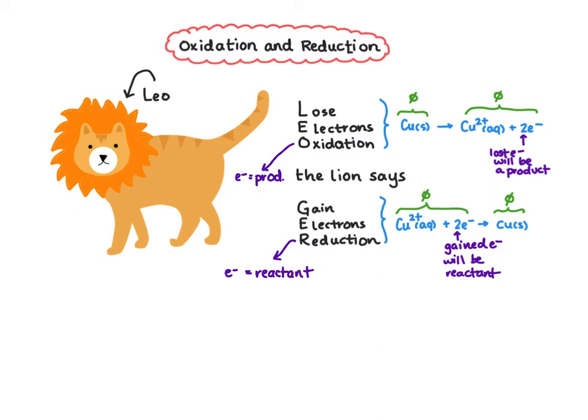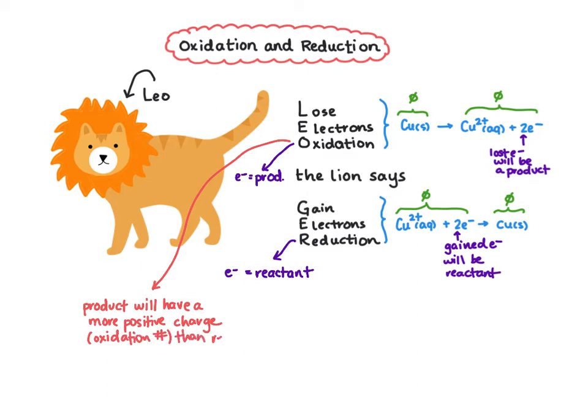The other thing we want to look for is the charge on the elements. In an oxidation reaction, the product is going to have a higher charge or a more positive charge than the reactant. We call this charge the oxidation number. For a reduction reaction, we'll see the opposite. So our product will have a more negative or less positive charge than the reactant.